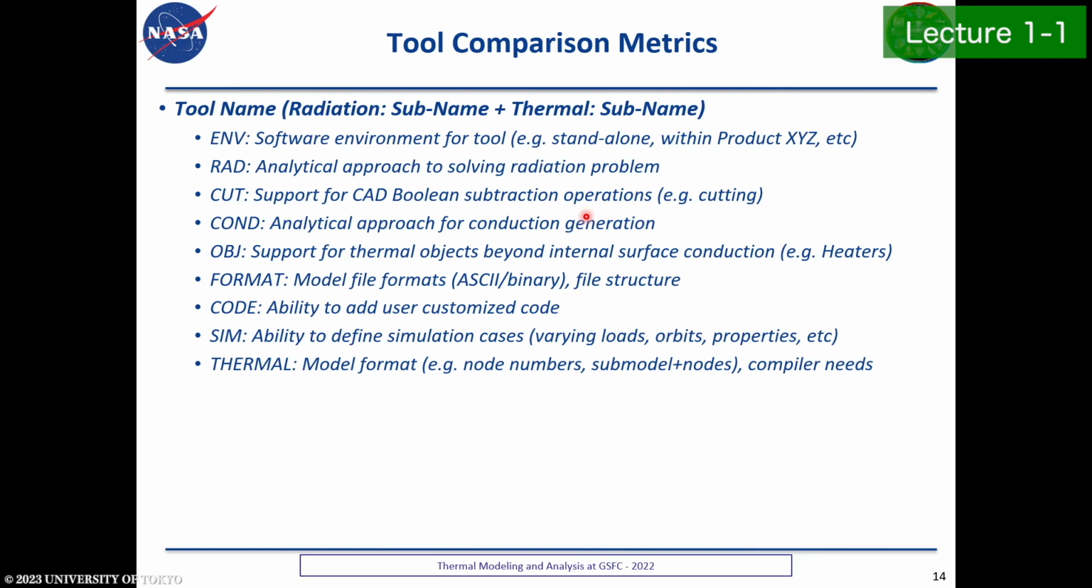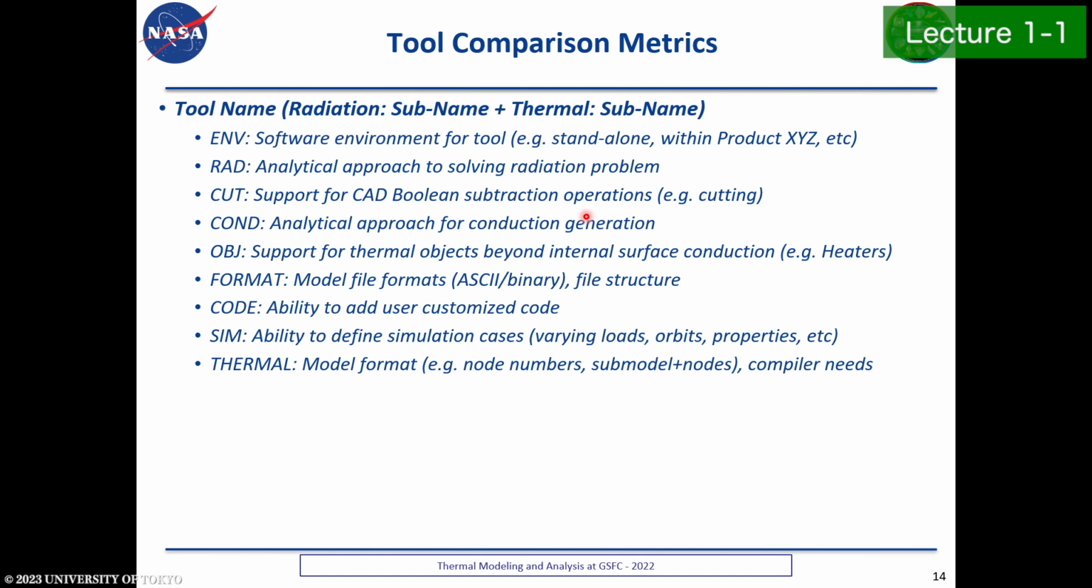What are the model formats? Is it binary or is it ASCII? ASCII is much easier to interface with if you understand it. Binary is not. Whether you can add customized code to it, how you handle simulations. So can you just build a model and then you have to figure out all the simulation things, the different orbits, the different properties and materials and things like that offline, or can that all be done in the same package?